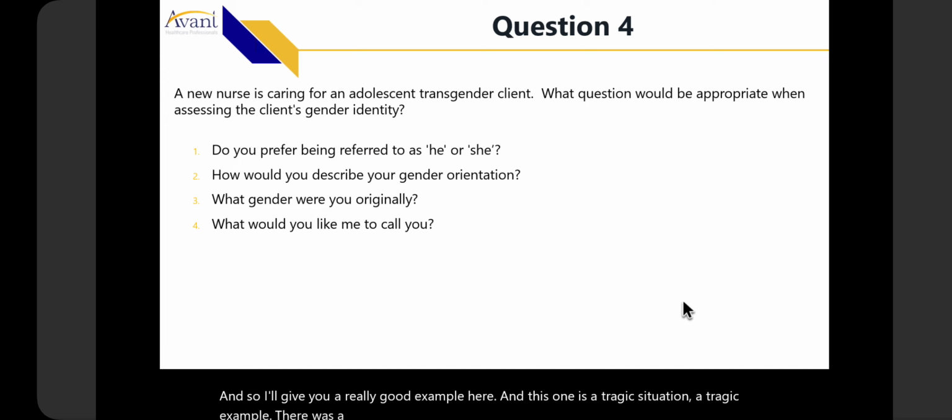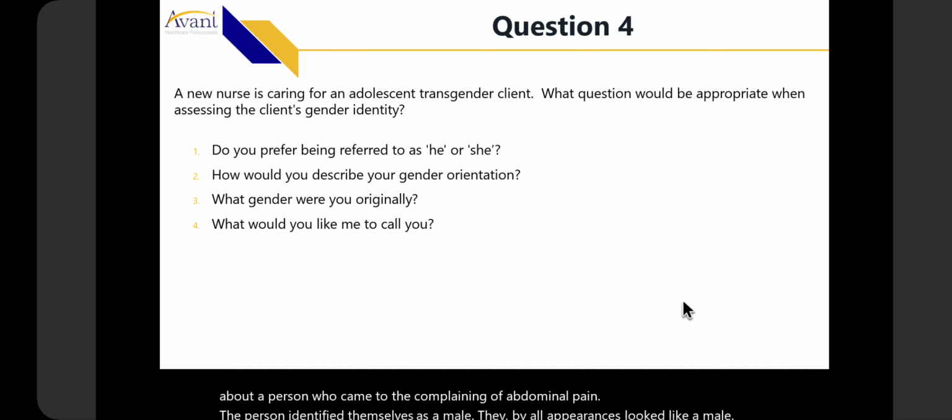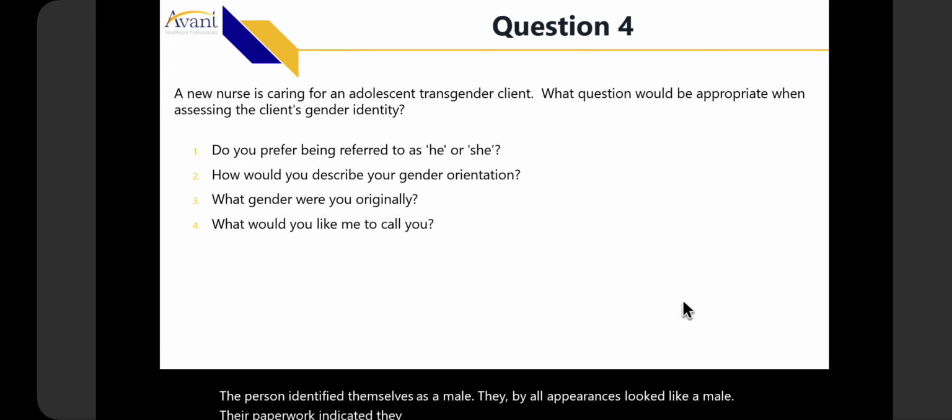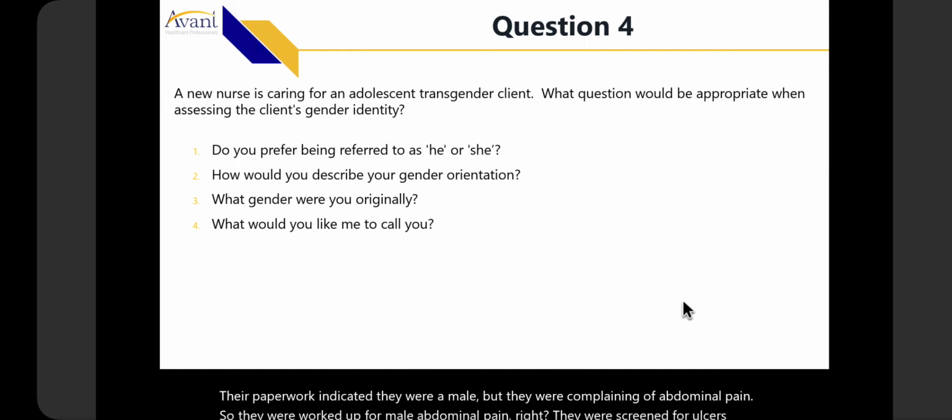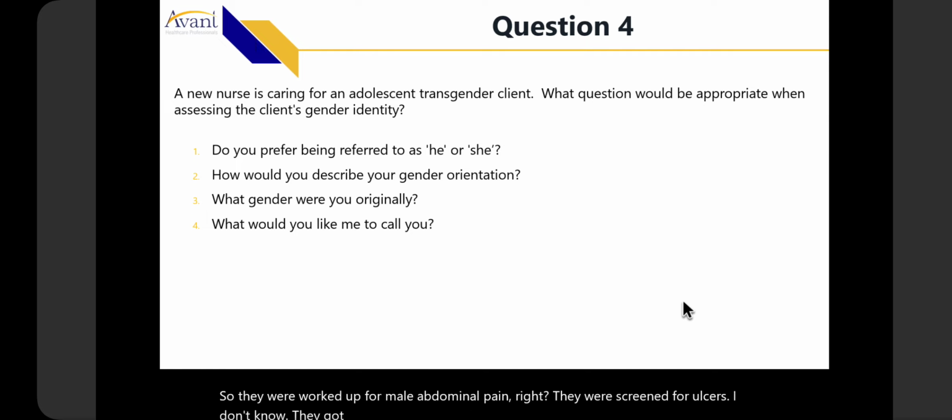There was an article, it's probably been a couple of years ago now, in the paper about a person who came to the ER complaining of abdominal pain. The person identified themselves as a male. They, by all appearances, looked like a male. Their paperwork indicated they were a male, but they were complaining of abdominal pain. So they were worked up for male abdominal pain, right? They were screened for ulcers. I don't know, they got labs drawn, all kinds of different things, right? One of the things that was not done was a pregnancy test.